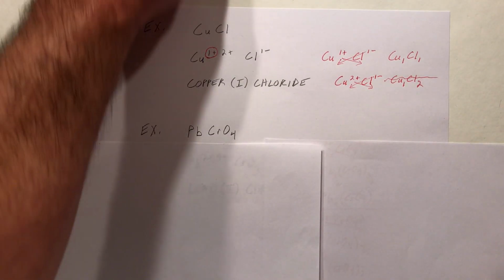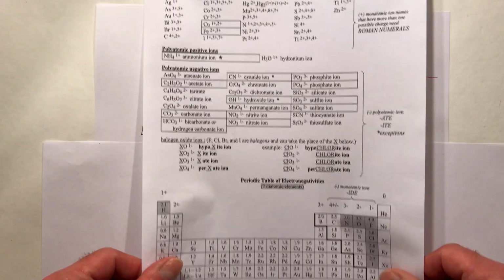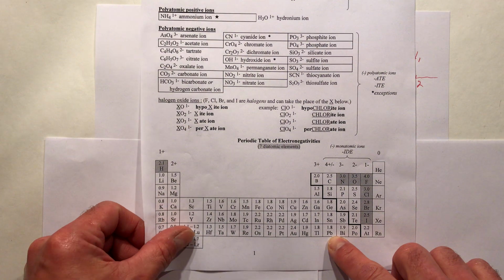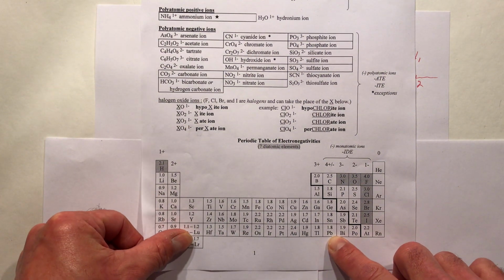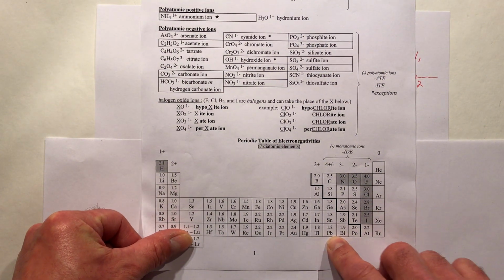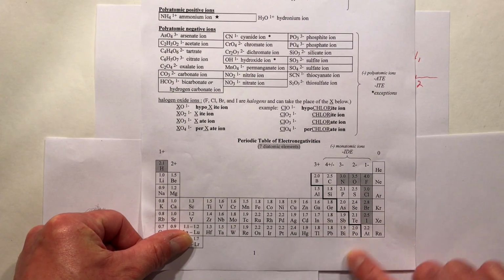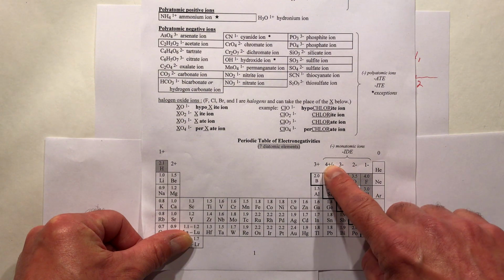PbCrO4. So Pb is right here on the periodic table. That's called lead. When they sealed pipes, they used to use lead to seal pipes. And who sealed up the pipes? Plumbers. In Latin, that's called plumbum. Okay, so it looks like when it's positive, it's 4+.